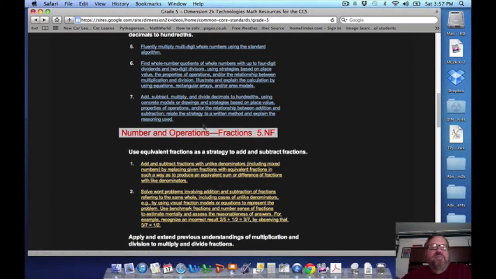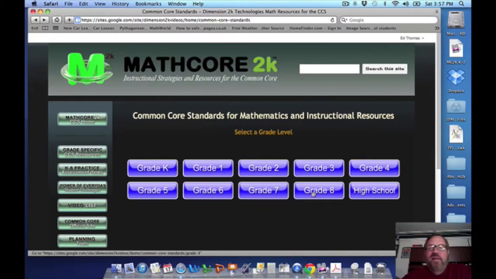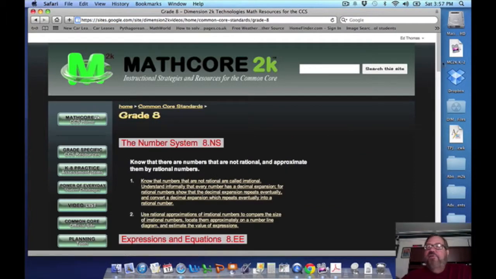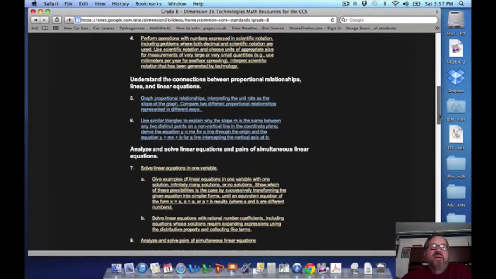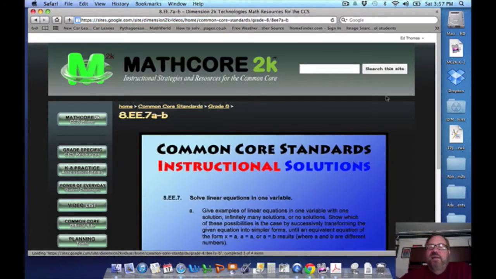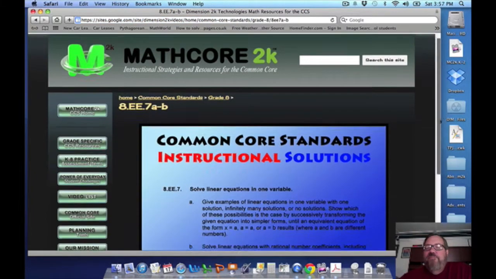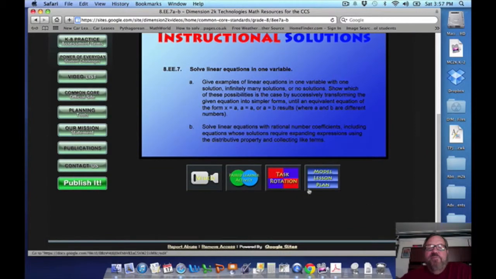And notice again, we'll go back to the standards, and I'll go one more back, and there's our grade numbers again. And if I was an 8th grade teacher, I could click on grade 8, and here's my standards for 8th grade. And if I pick a standard and click on it, I'm going to get resources for that. So here on this one, we have a model lesson plan, we have a task rotation, we have a paired learner activity, and we have a video that you can watch as well.